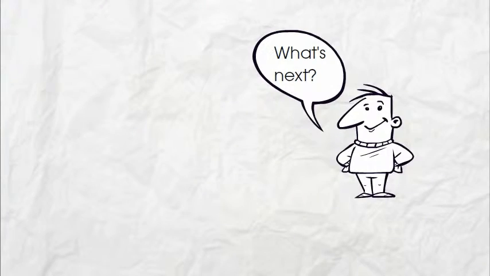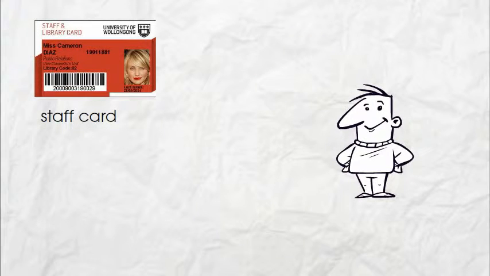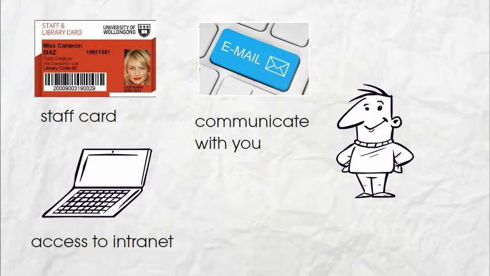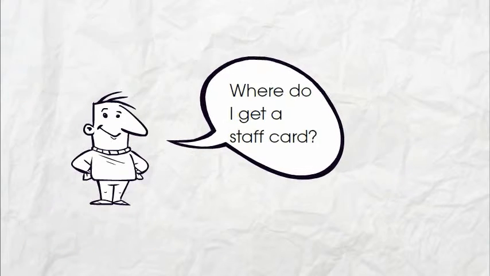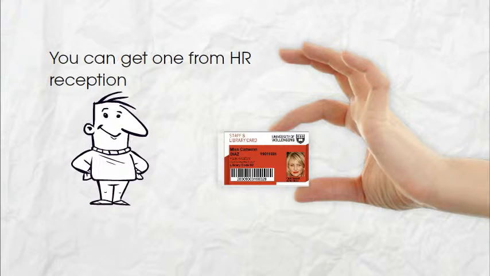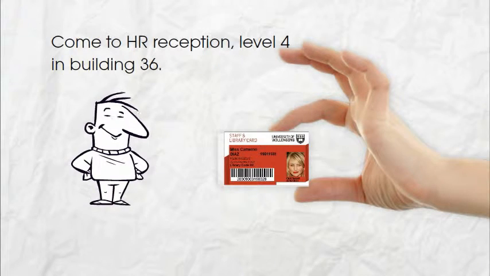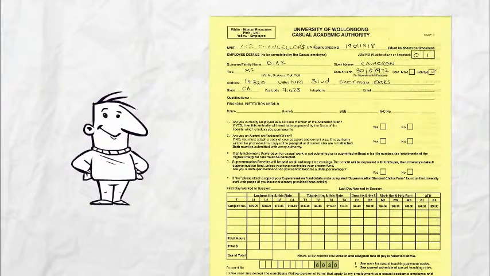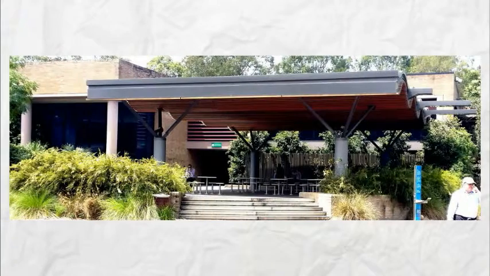Aside from getting paid, other important points I need to share with you are how to get a staff card, how to get yourself a staff account on the intranet, and how the university will communicate with you. You can get a staff card from HR reception on the top floor of Building 36. Once you have received the yellow copy of your casual authority form, come to Building 36 and the HR receptionist will make you a card.